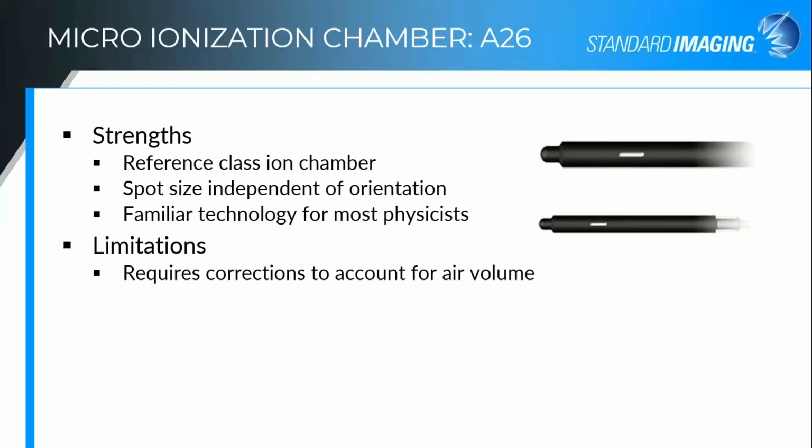Limitations for the A26 really is only that it requires corrections because it has air volume, because it's an ionization chamber. There is a change in the fluence due to the perturbation of the air gap right there at the point of measurement, as happens with any ionization chamber.